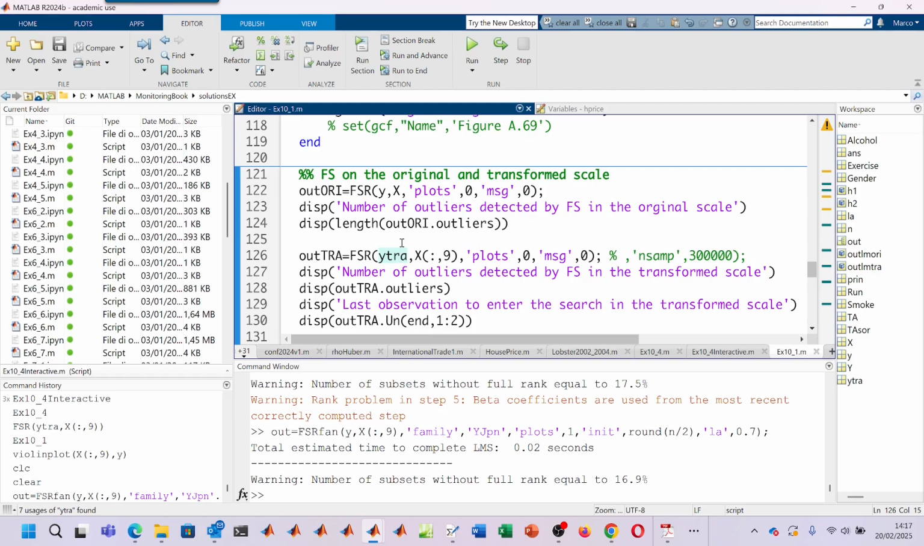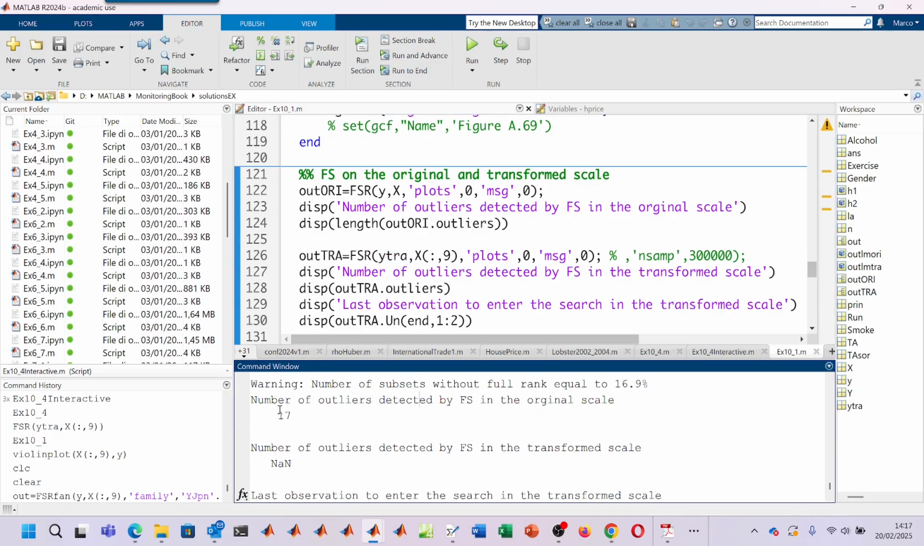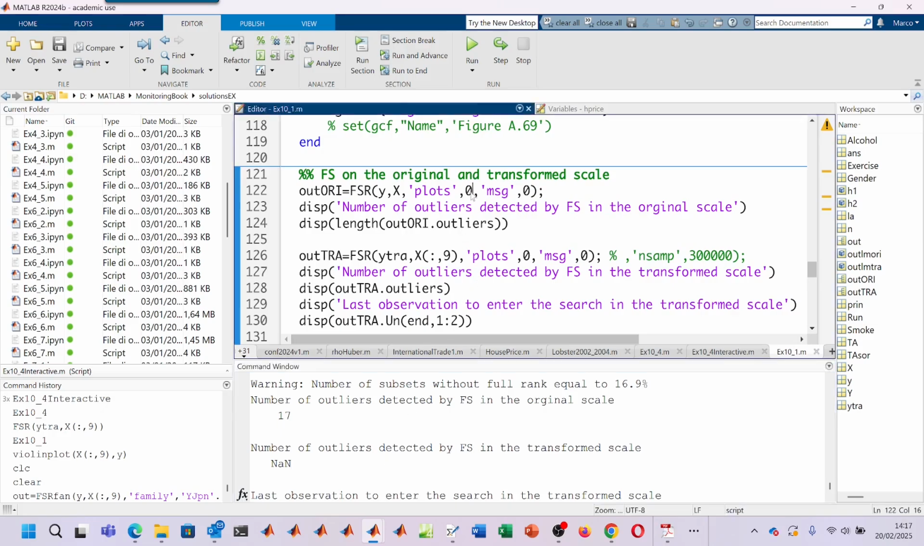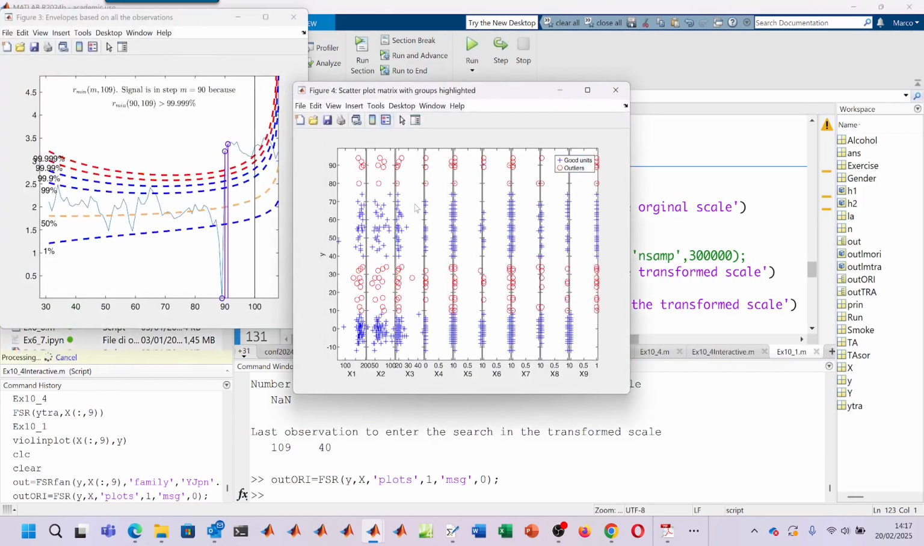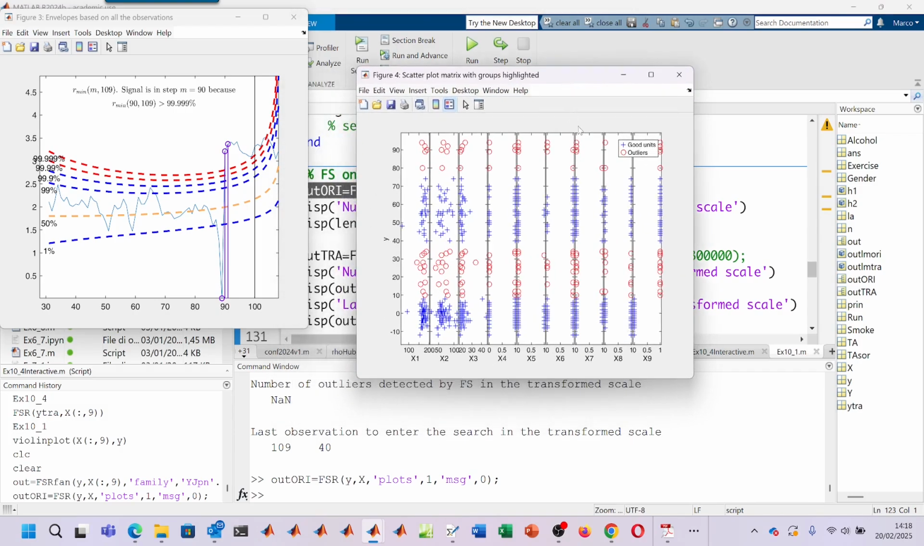Now we want to do outlier detection in the original and the transformed space. You can see that the number of outliers detected by the forward search in the original scale is 17. On the other hand, there is no outlier in the transformed scale. If we want to see the position of the outliers in the original scale, you can see that the outliers correspond to a particular range of values of y. This is an indication indeed that there is something systematically wrong in the model that has been fitted to the data.